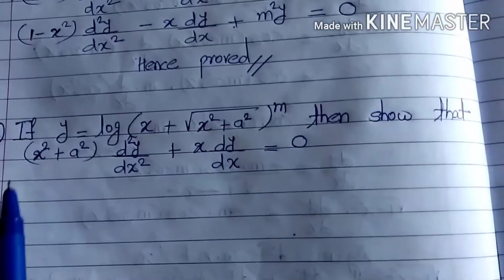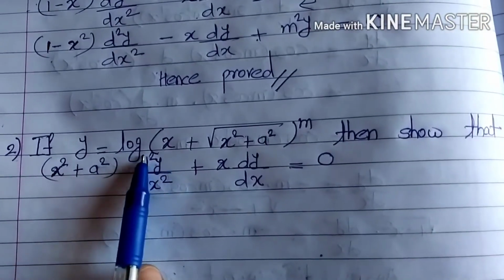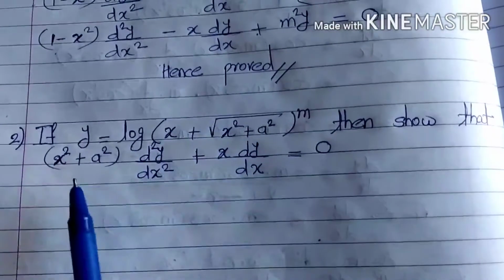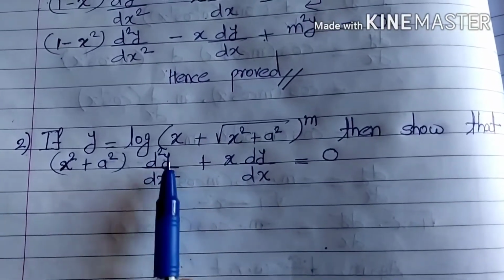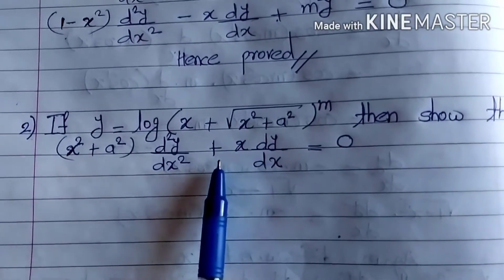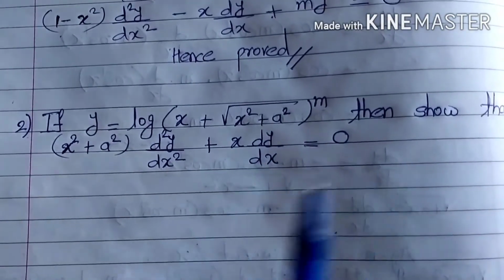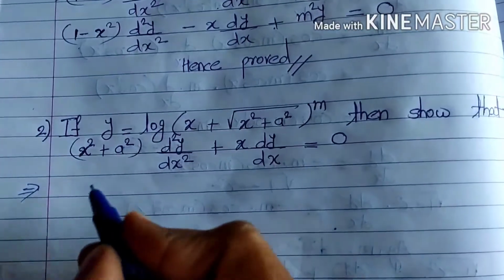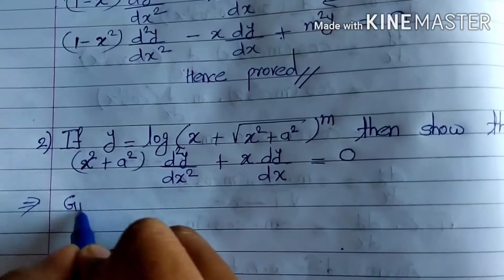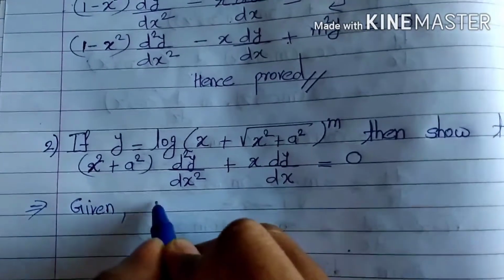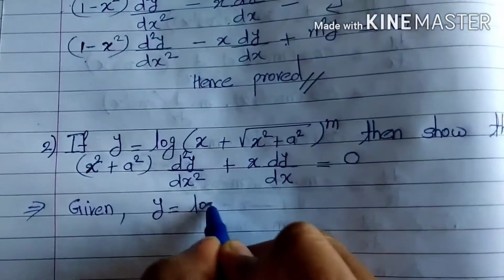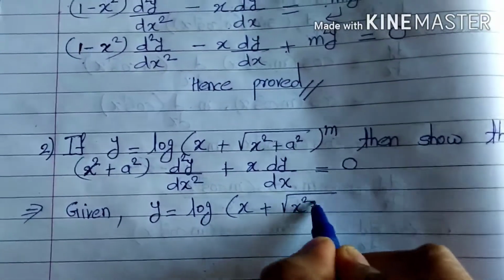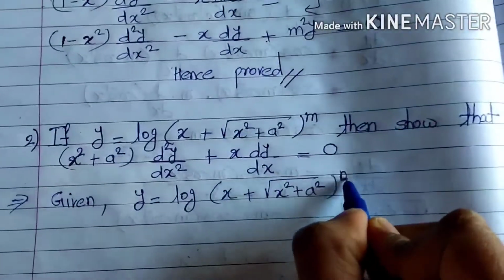Now next example is, if y is equal to log of x plus under root of x square plus a square raised to m, then we have to show that x square plus a square into d2y upon dx square plus x dy by dx, which is equal to 0. So first write here given: y is equal to log of x plus under root of x square plus a square raised to m.